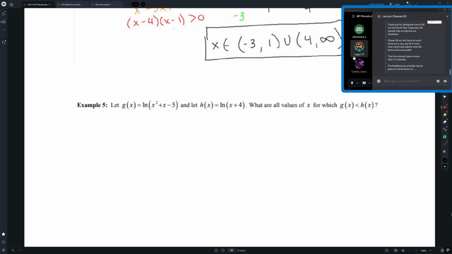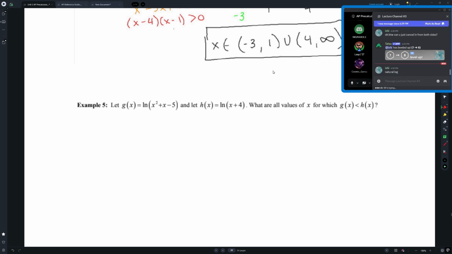But we still have another full topic to go, so you can cancel in from both sides. You can, but you have to keep in mind the natural log. Yeah, you just have to keep in mind the domain restrictions. That's the one rule. Okay, you don't have to type the entire answer out, just say when you're done, because I think it's going to take a long time to type the answer if I remember correctly.